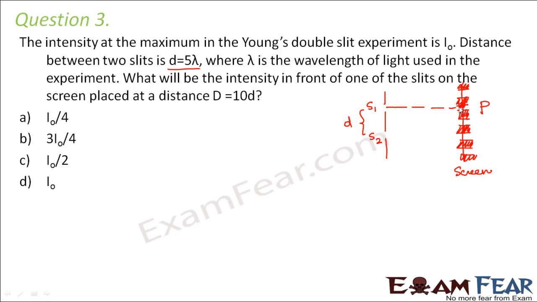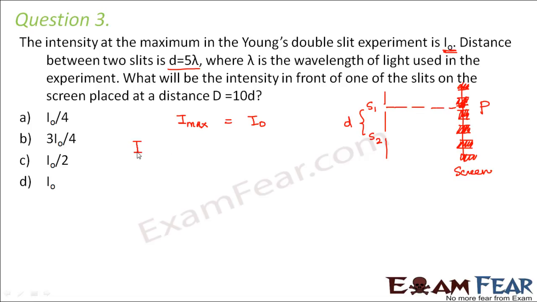In order to find the intensity at any point P, we need to know a couple of things. So what are those things? We need to get some idea about the path difference. We need to find out the position of the point P. So let's see, how do we start? In this question, it is also given that the maximum intensity is I naught.